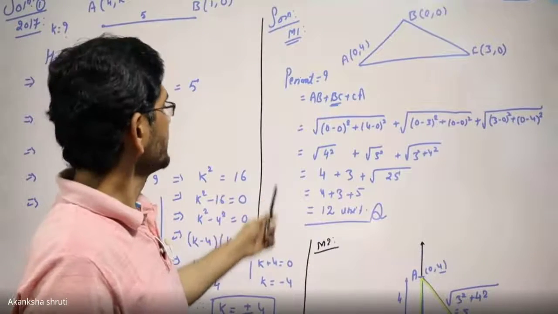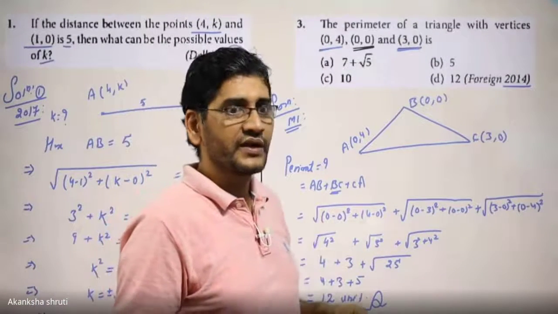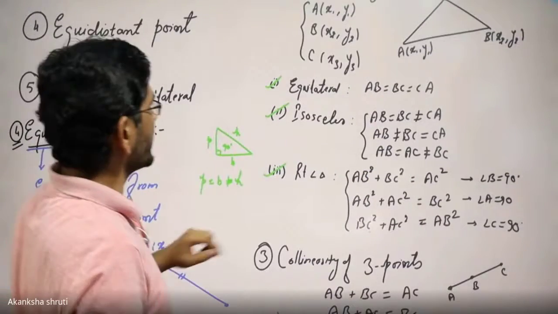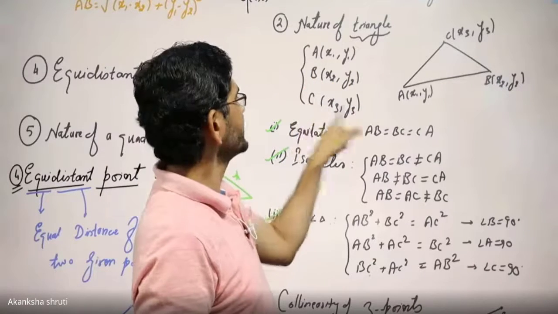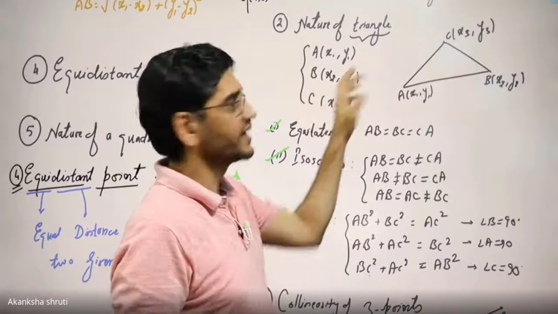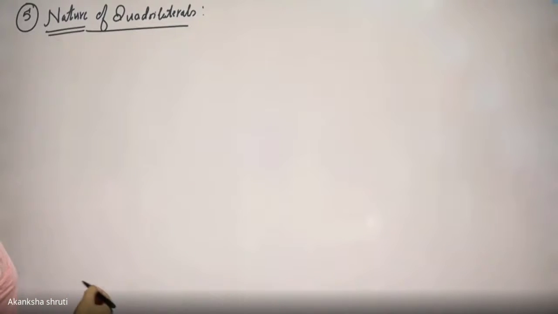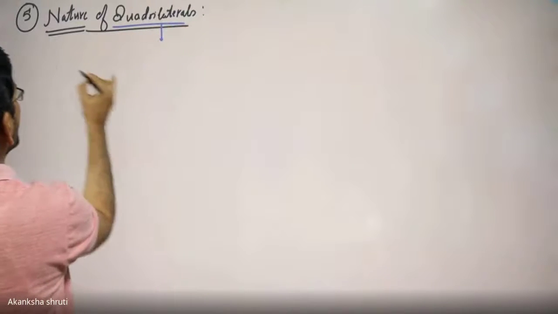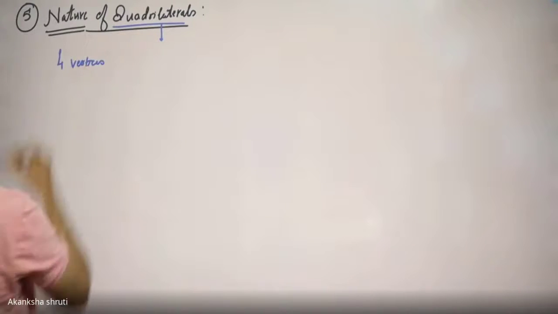Okay. So this was all about the first four applications. Now let us go for the fifth application. Students, regarding the nature of quadrilateral, like the nature of triangle where 3 points are known, for the quadrilateral we need to take 4 points. Students, let us come to the fifth application, nature of quadrilateral. Since it is a quadrilateral, it is defined by its 4 vertices. So the 4 vertices must be known to us.